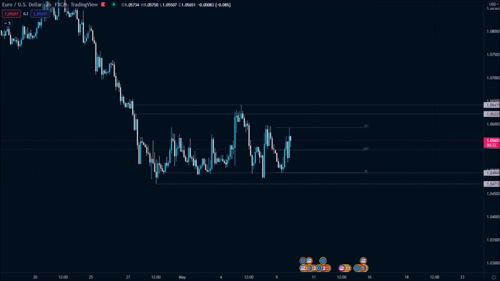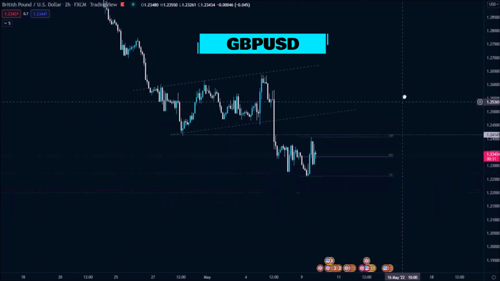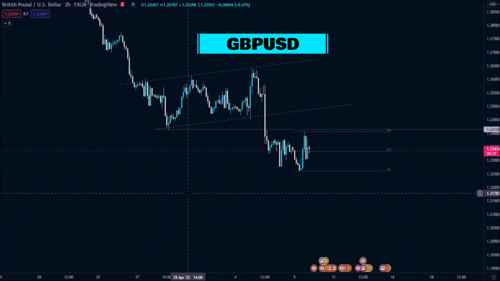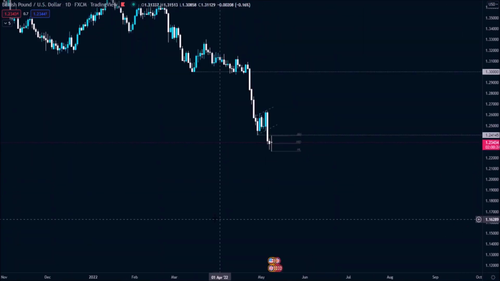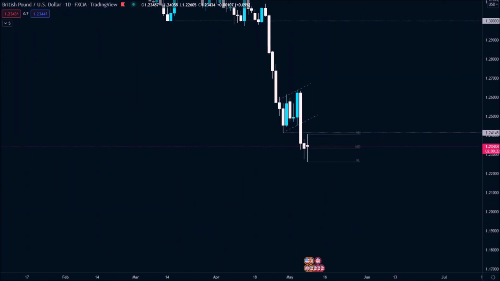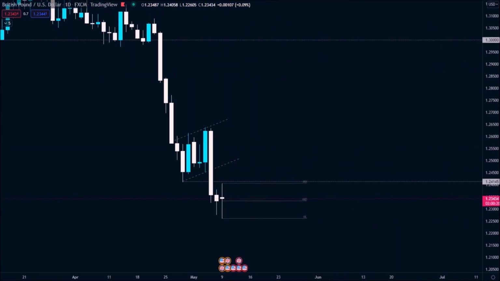Let's go to pound. Very similar. We'll actually go out to the daily chart just to take a look at most recent support and resistance. These lows here, support and support, we did get a break, and we were just shy of retesting it. So one more push up and then looking for selling opportunities.